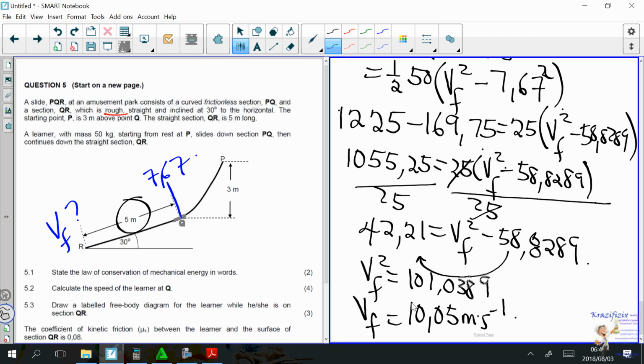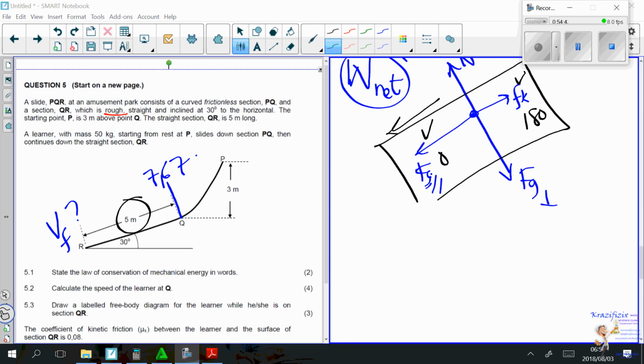That's how you work things out. Okay, let me run through another option for you, and then you decide which one works with you.